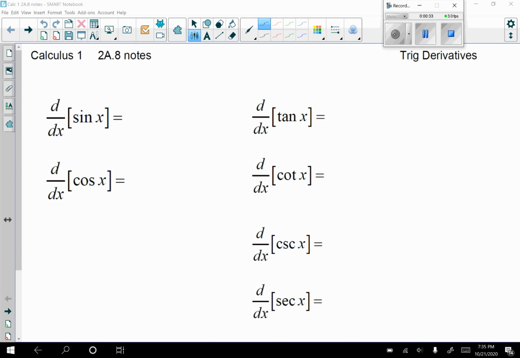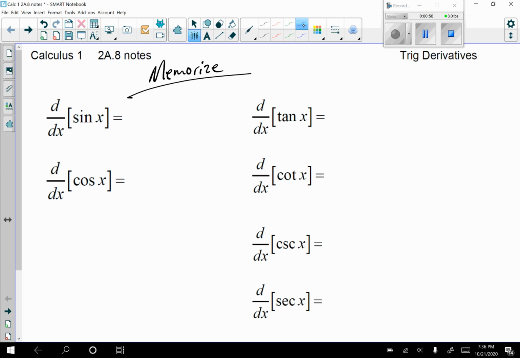Some that we've done before. First three here, you should know. All of these we do need to have memorized. So forwards and backwards, you got to know these. So memorize all these trig derivatives.